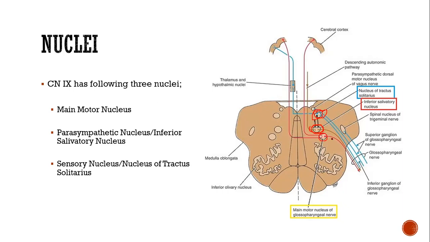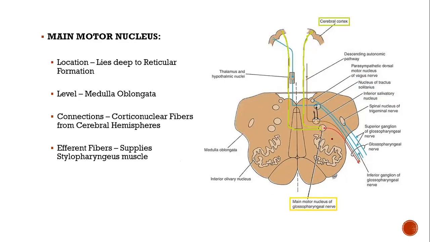Now, this suggests that the glossopharyngeal nerve is definitely a mixed type of nerve, which will include three types of fibers: the sensory fibers coming from the sensory nucleus, the motor fibers coming from the motor nucleus, and some parasympathetic fibers coming from the inferior salivatory or parasympathetic nucleus. Now, let's talk further about these nuclei.